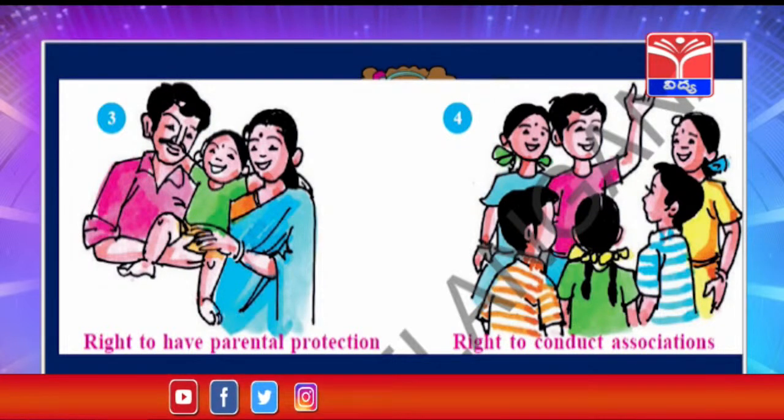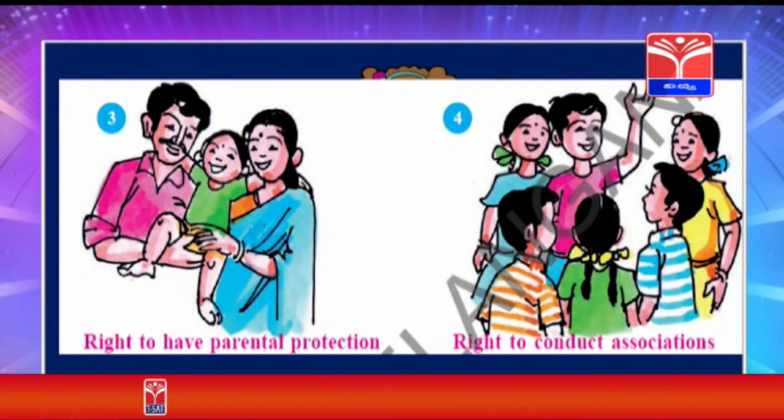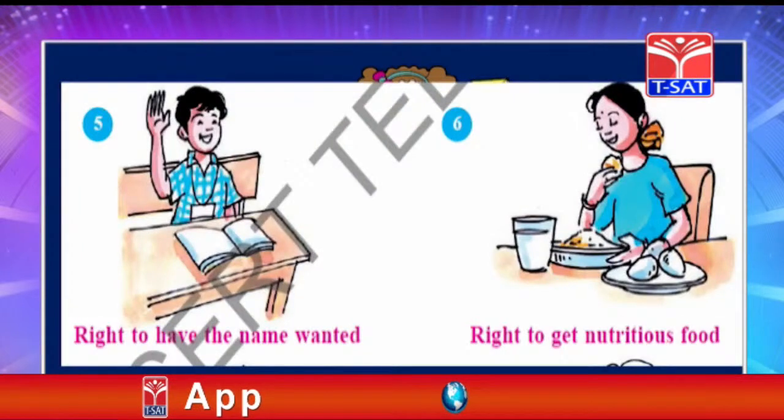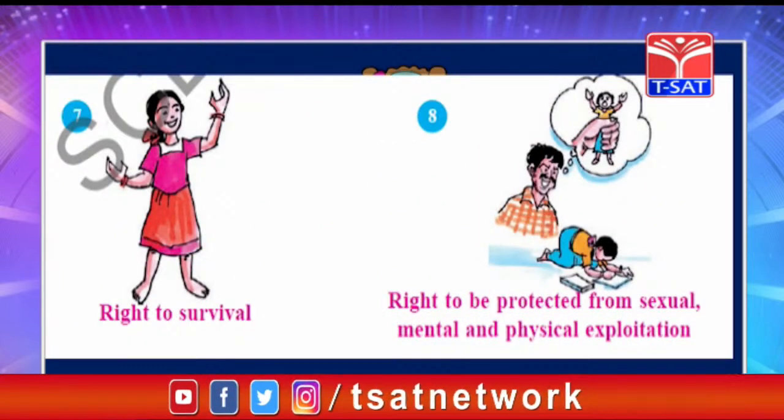Even children can have an association. Even in your school you can have a club, a child club. And as well, the right to a name they like, the right to get nutritious food, and as well we have the right to be protected from sexual, mental and physical exploitation.